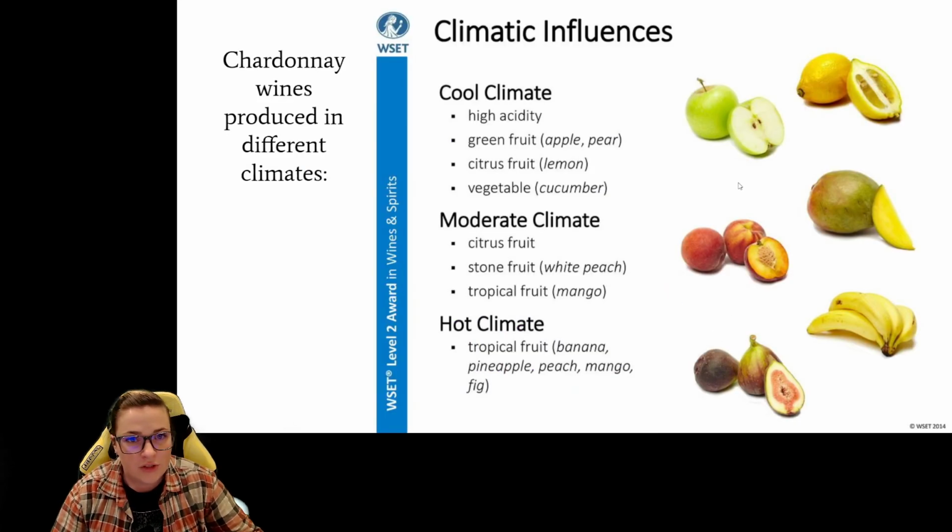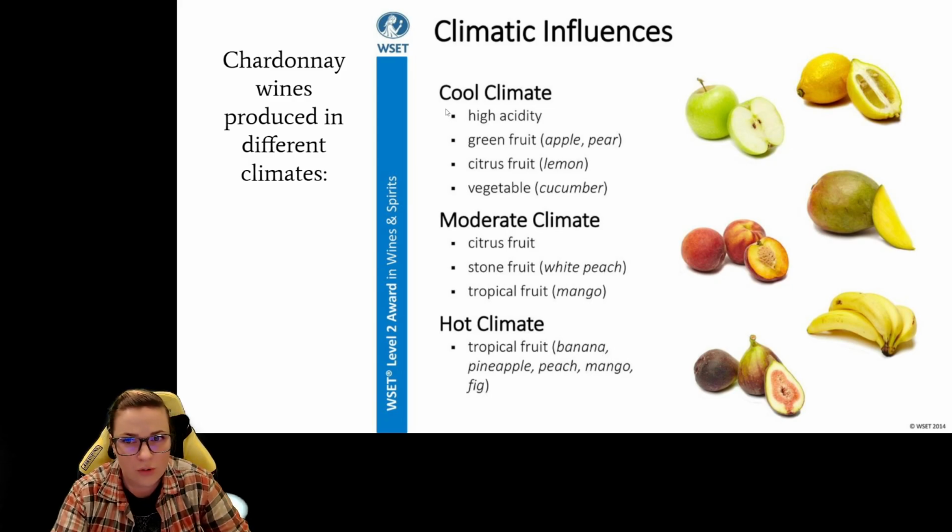Okay, and here's just a really good example of one wine made in 3 different climates and how different it can taste. This is an example from WSET, the Wine and Spirit Education Trust. This is one of the boards you can go to become a sommelier if you want to, and this is their explanation on how Chardonnay tastes different in 3 different climates, right?